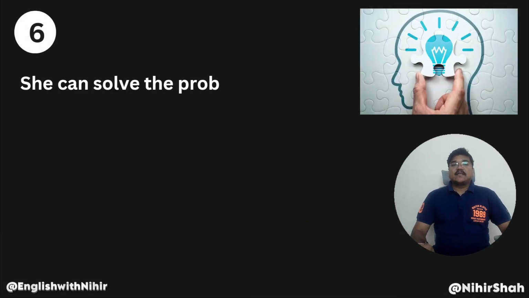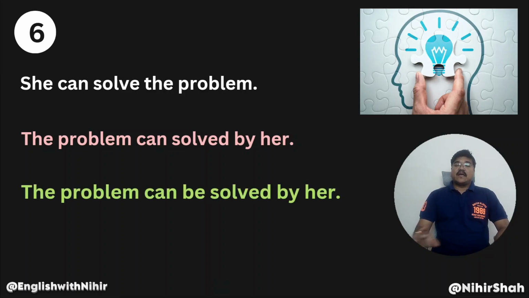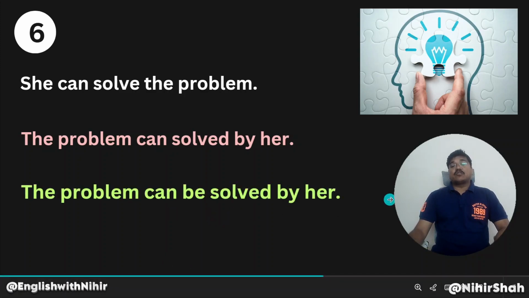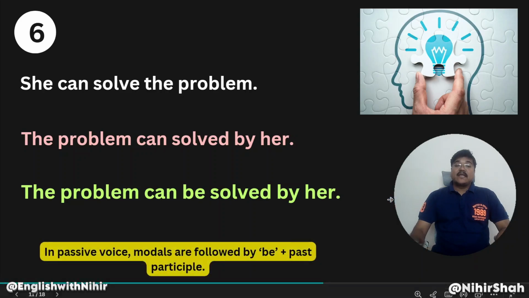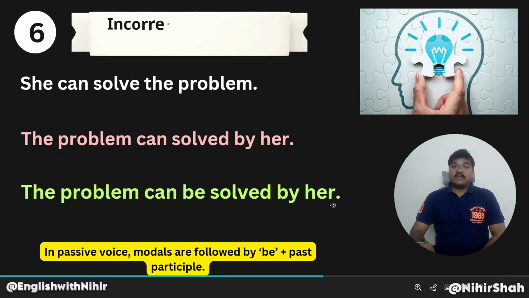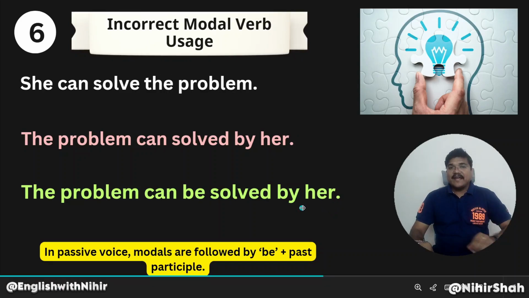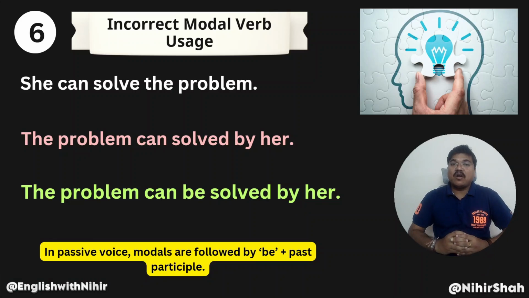Mistake number 6. She can solve the problem. The problem can solved by her. Can you see any mistake here? The correct answer is: the problem can be solved by her. Why? In passive voice, modals are followed by be plus past participle. Please remember this rule. So this is the mistake that we make: incorrect modal verb changes. I hope you are following along. Let's move on to the next mistake.